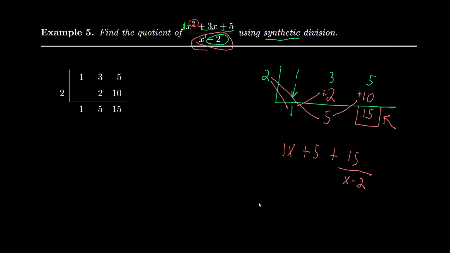We didn't have to write it in the previous example, the division thing, because it was 0 and it wouldn't have mattered anyway. So this is how this ends up working. So we can say that x squared plus 3x plus 5 over x minus 2 can be written as x plus 5 plus 15 over x minus 2.